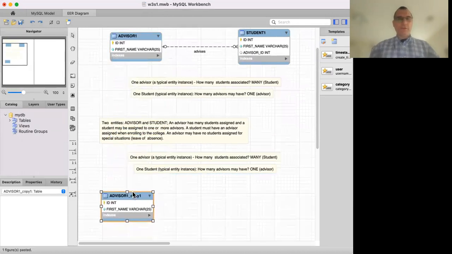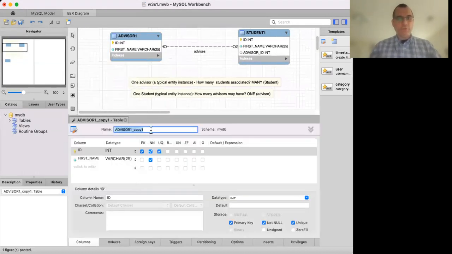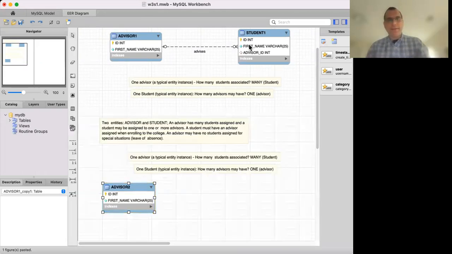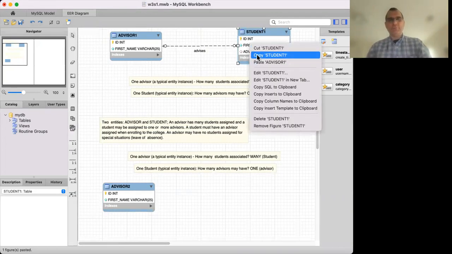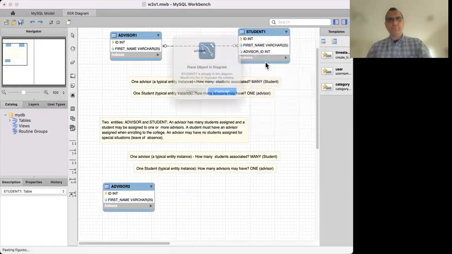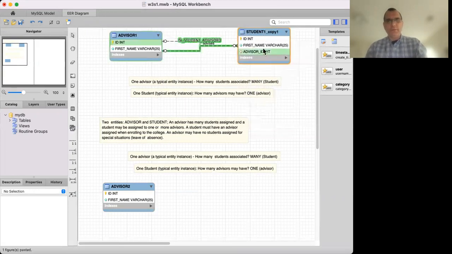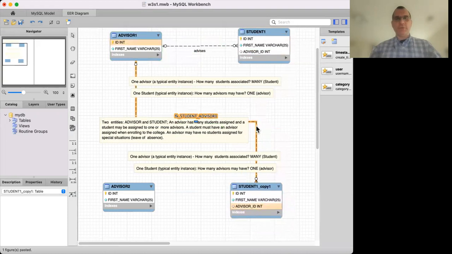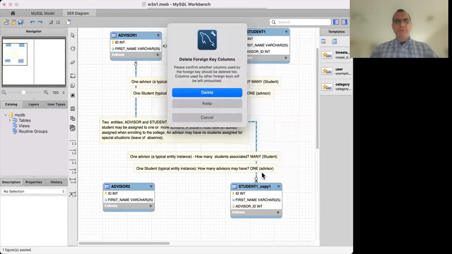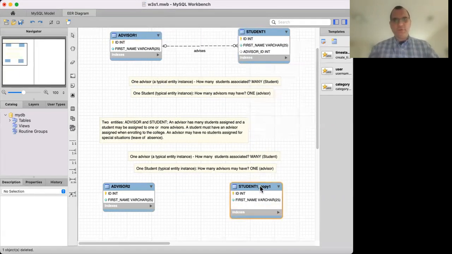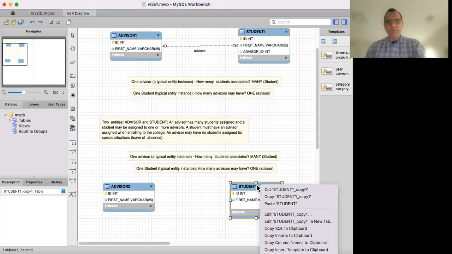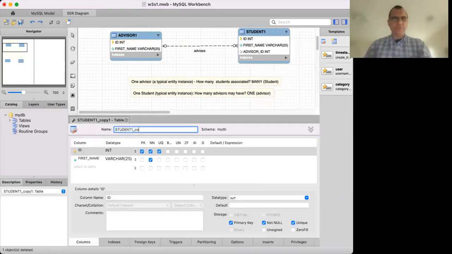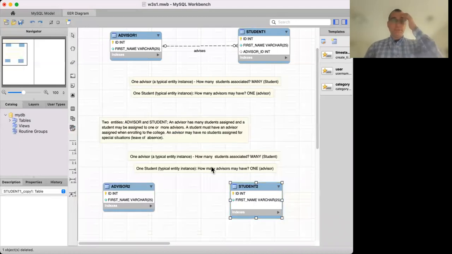Okay, so this will be now our advisor 2. And I will take also the student. And sure, it's taking this relationship. I will delete the relationship because I don't want it. So I just wanted the student, and I will have student 2, just to facilitate the description here.